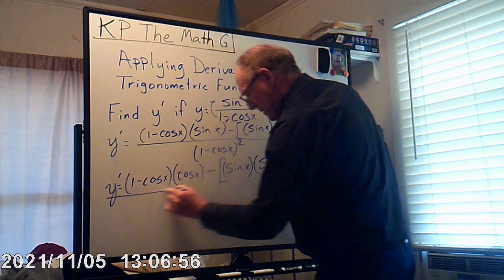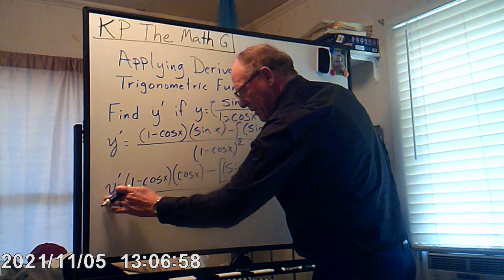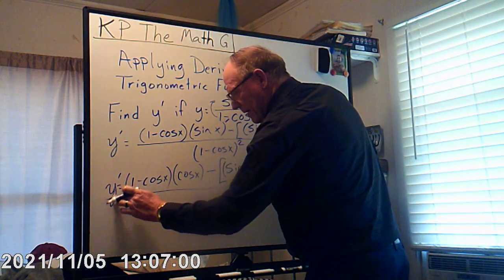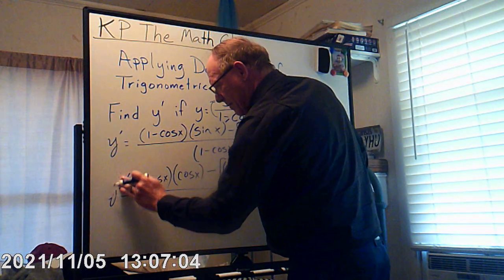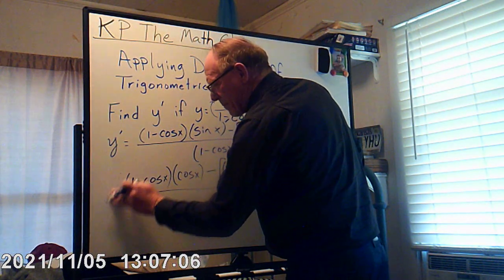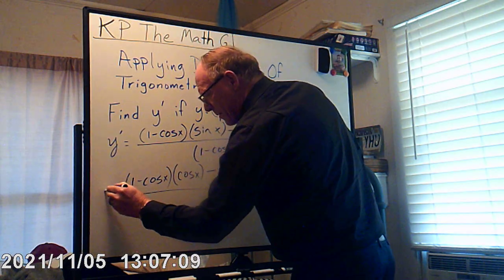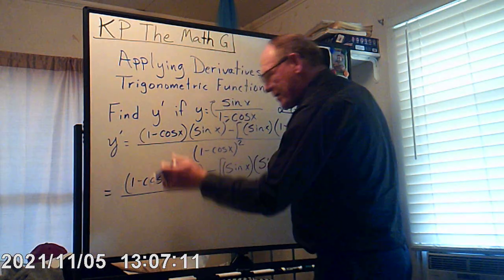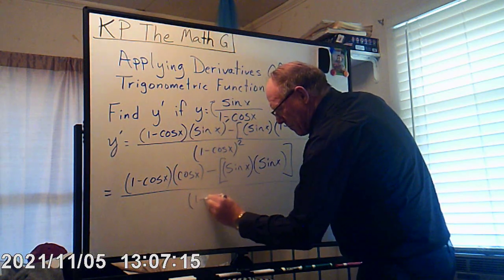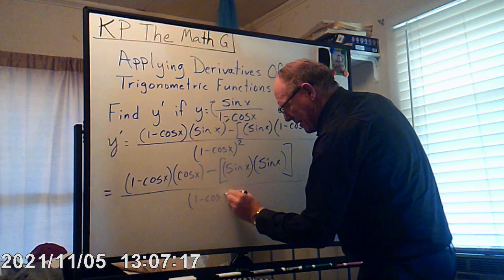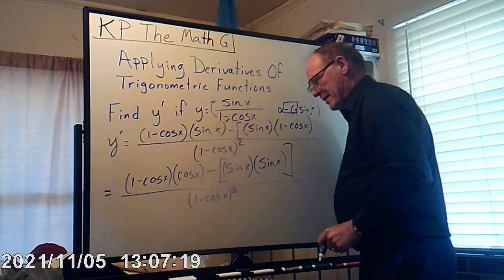And then all over, not the y. And by the way, I should not use y prime each time. I'm not taking y prime of this. So this is y prime from here on out. So 1 minus cosine x squared.